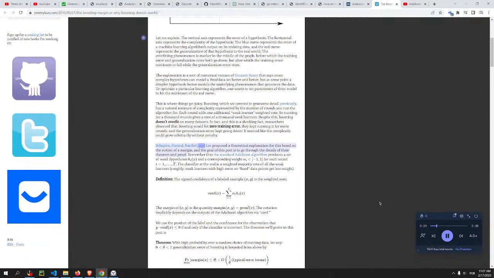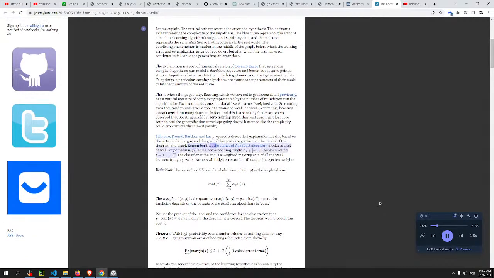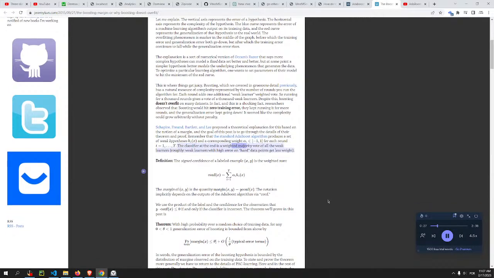Schapire, Freund, Bartlett, and Lee proposed a theoretical explanation for this based on the notion of a margin, and the goal of this post is to go through the details of their theorem and prove it. Remember that the standard AdaBoost algorithm produces a set of weak hypotheses h_i(x) and a corresponding weight alpha_i, with h_i(x) in {-1, 1}, for each round i equals 1 to T. The classifier at the end is a weighted majority vote of all the weak learners.